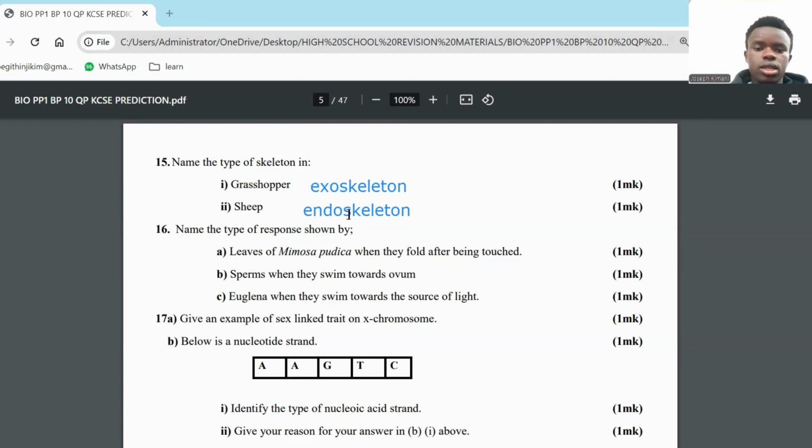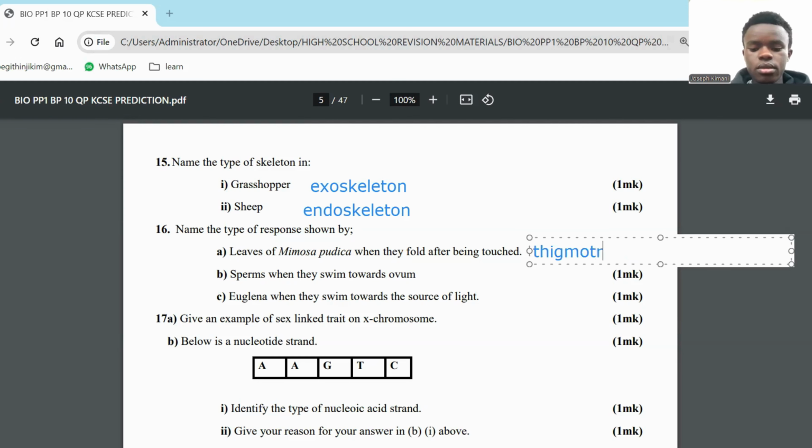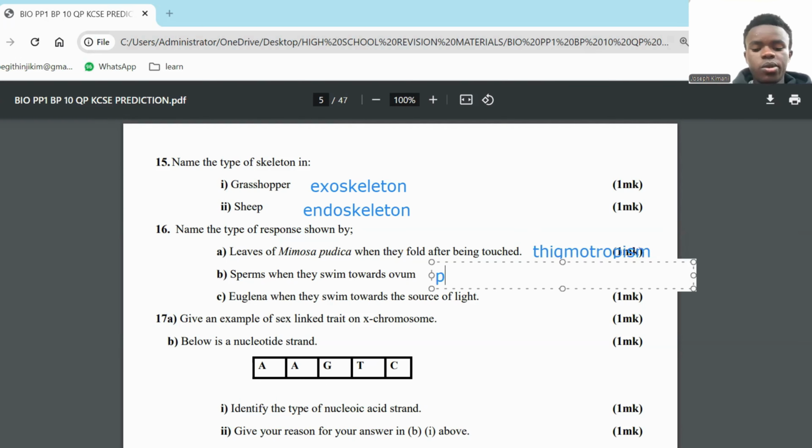That's why you have the exo and endo. Exo outside, endo inside. And now, the type of response shown by the leaves of Mimosa pudica when they fall after being touched. This is about touch. We talk of thigmotropism. And what about sperms when they swim towards the ovum? We talk of positive chemotaxis. Remember the ovum releases some chemical substances which will attract the sperms to swim towards it. So it's swimming towards, so positive chemotaxis.